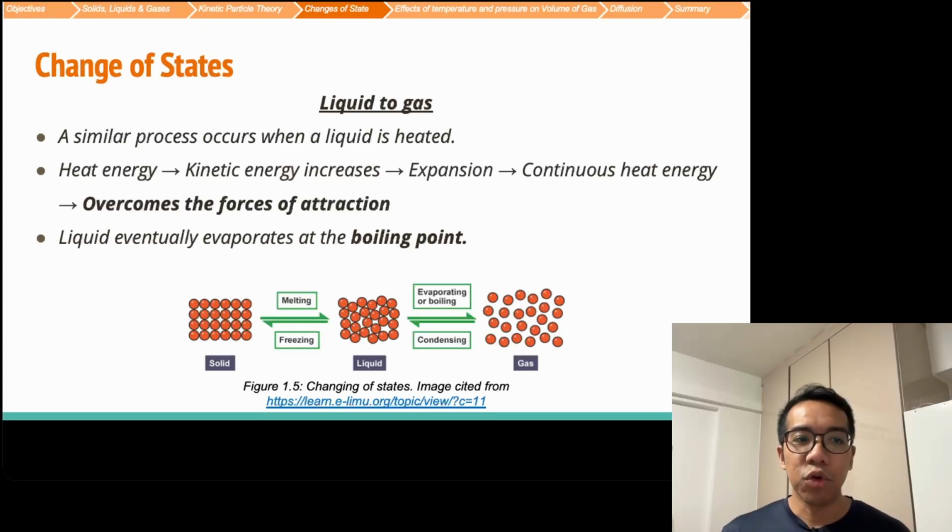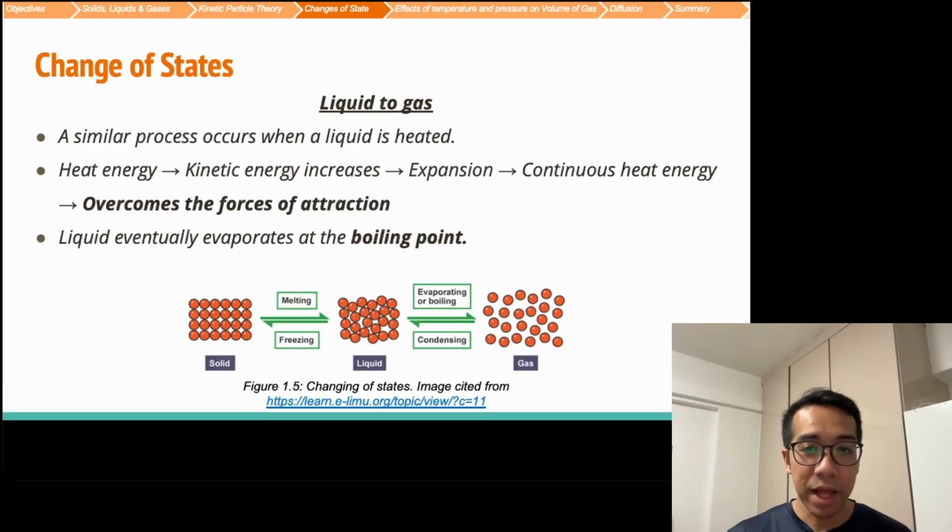One key thing I want to go through in this slide is the second line, which is heat energy. You introduce heat energy in the form of fire in this case. That heat energy is converted, or rather increases the kinetic energy found in the system. Again, with increased kinetic energy, particles will tend to move faster and faster, overcoming the forces of attraction.